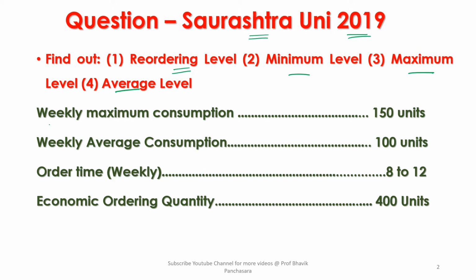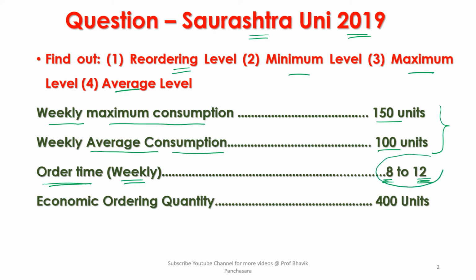Information given for a weekly maximum consumption, that is 150 units, weekly average consumption, that is 100 units. Here we can say that maximum and average consumptions for a week are available. So here minimum consumption we have to find out. After that, order time is given in weeks, that is 8 to 12. Here 8 is the minimum time and 12 means maximum time. So here also we have to calculate average time. And last, EOQ, economic ordering quantity, is available, that is 400 units.